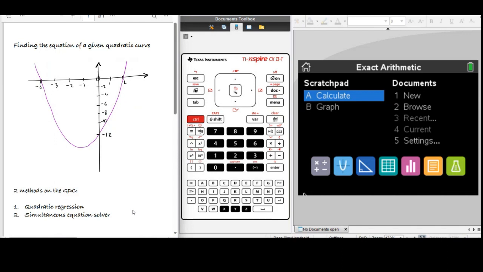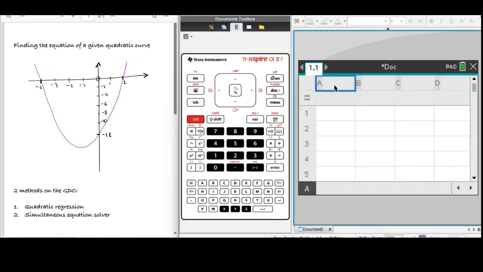Okay, so for quadratic regression, the first thing that I'm going to do is enter my known data points, or my known coordinates, in a spreadsheet. We're going to open a new spreadsheet. These are going to be my x coordinates, and these are going to be my y coordinates. Now, pick coordinates that you know for certain. So in this case, I've got the coordinates -4, 0 that the curve goes through, 2, 0, and 0, -12.